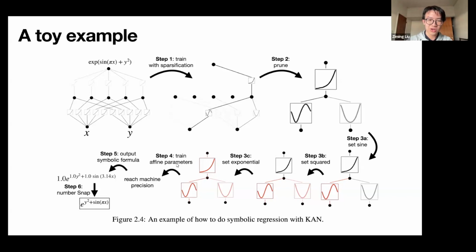So we further train these affine parameters, and we can reach machine precision. Then you can explicitly write out the symbolic formula, which is exactly the original formula. So this is just one example of how you can possibly interact with KAN to discover something meaningful. But this is actually quite a simple example. You can in principle automate everything without human intervention. But in more complicated scenarios, or in cases where KAN does not capture human inductive biases, it's better to involve a human in the loop.